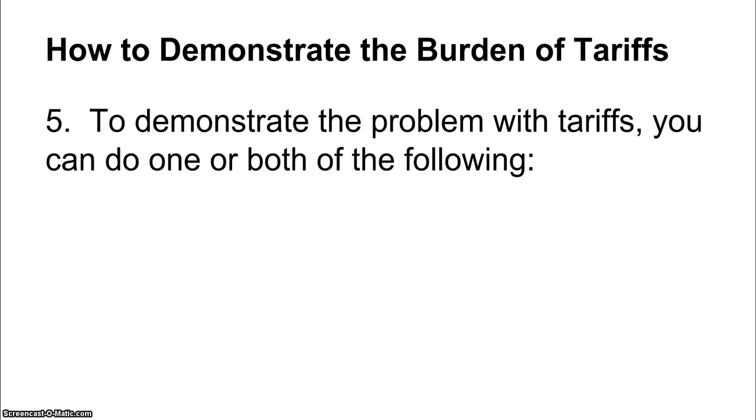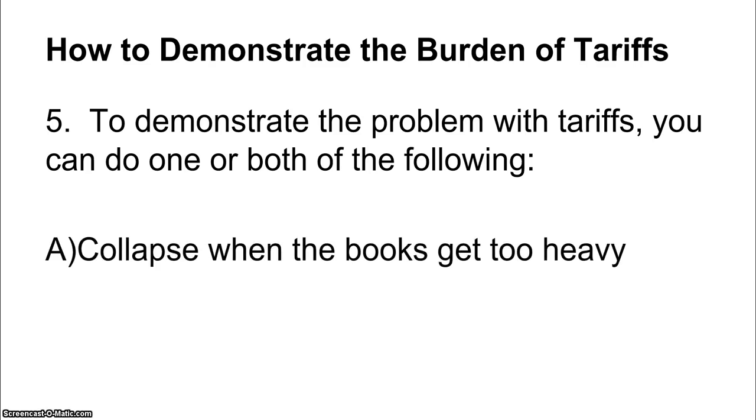Number five is to demonstrate the problem with tariffs. You can do one or both of the following. I've done it both ways. Sometimes I do one, sometimes I do the other, and sometimes I do both if the students are having trouble seeing it. The first thing you can do is simply collapse when the books get too heavy, when there's too much tax burden placed upon you. You simply can't get there. It's the equivalent of your company going broke.